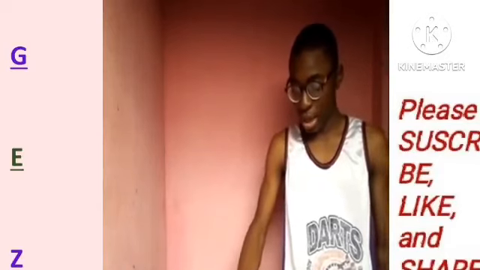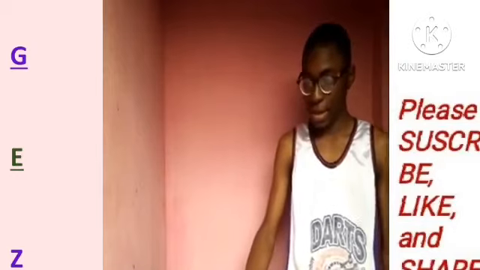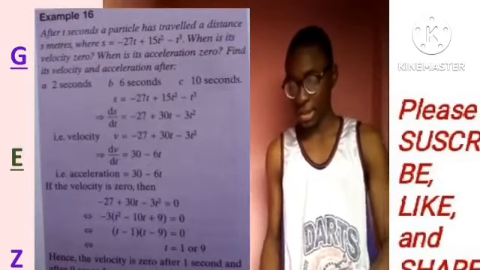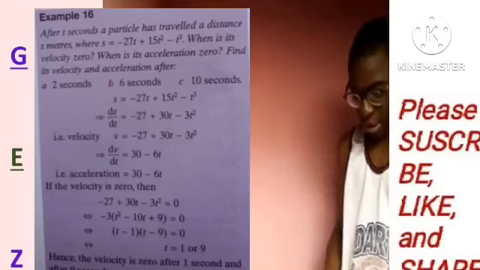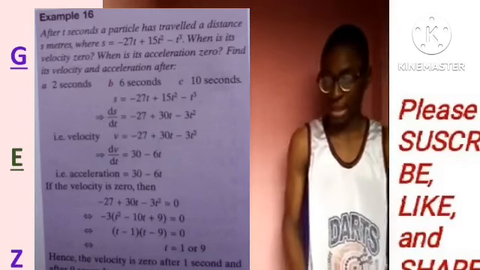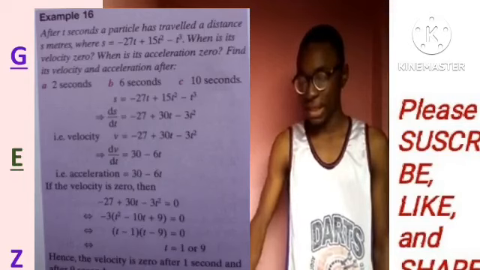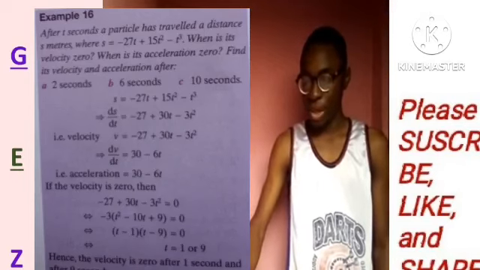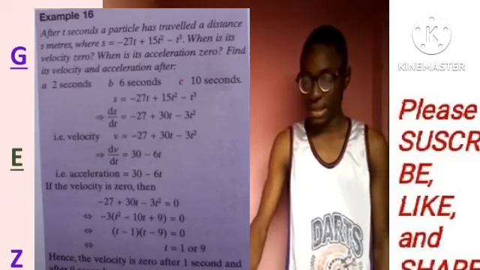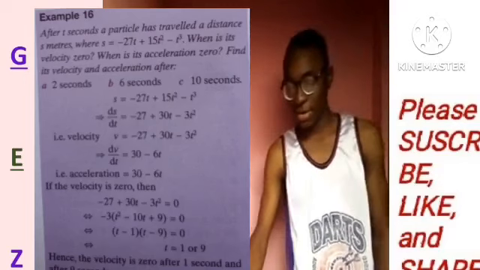Now in this example, we are asked: after 2 seconds a particle has traveled a distance of s meters, where s is minus 27t plus 15t squared minus t cubed. When is its velocity 0? When is its acceleration 0? Find the velocity and acceleration after 2 seconds, 6 seconds, and 10 seconds.